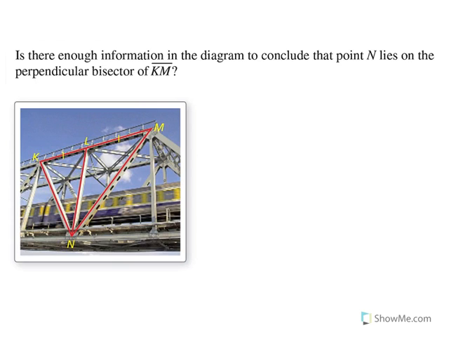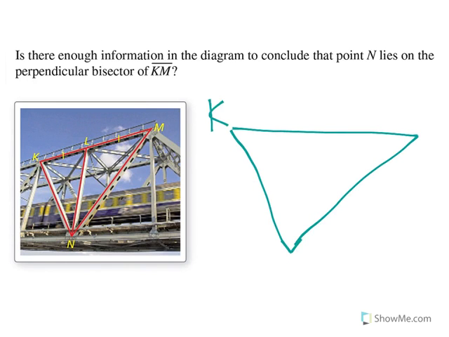And this next problem asks us to determine if we have enough information to conclude that point N lies on the perpendicular bisector of KM. So this picture is a little bit hard to see. It just has a bridge. So our triangle has K, this line here, L, and M. And then it tells us that these two are the same. It asks us to know, is point N on the perpendicular bisector of KM?